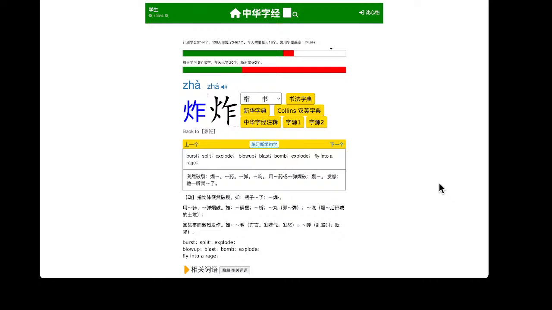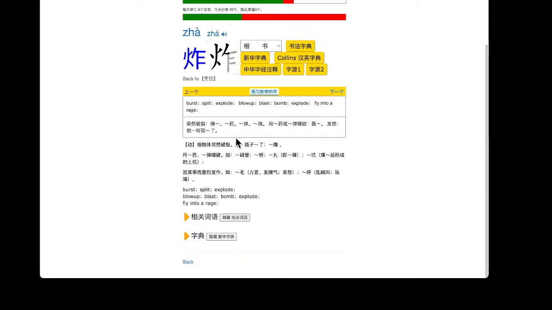So it's like 瓶子炸了, 爆炸, like bomb, explode. It also means that if somebody is getting really angry, bursting into a rage, you can say the person got 炸了. 炸呼, 炸毛. So this is 炸.